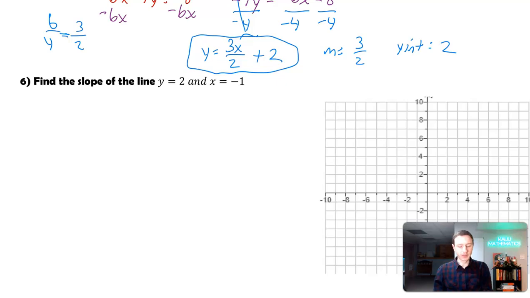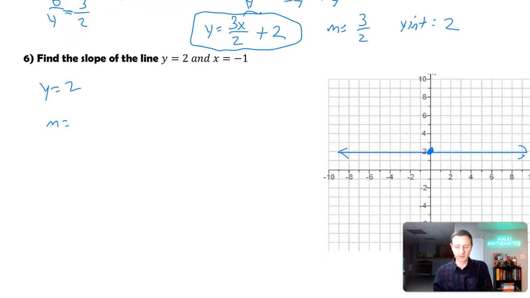Number 6, find the slope of the lines y equals 2 and x equals negative 1. So we're finding the slope of these two lines. Y equals 2 is just a horizontal line at the y value of 2. So think about that. The slope of a horizontal line, it's a flat line, it's not going up, it's not going down, so the slope here is 0.